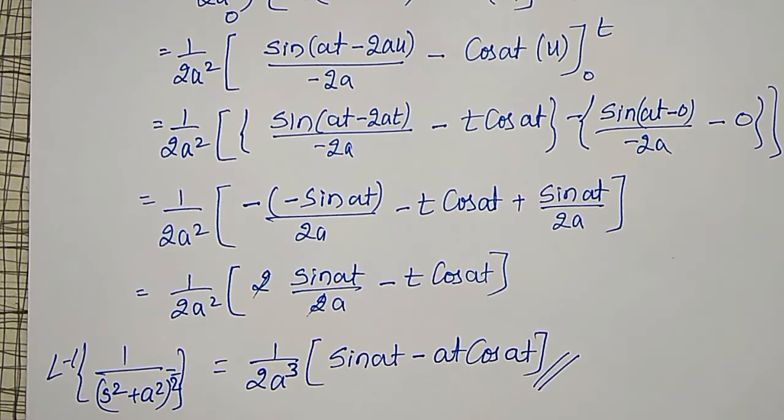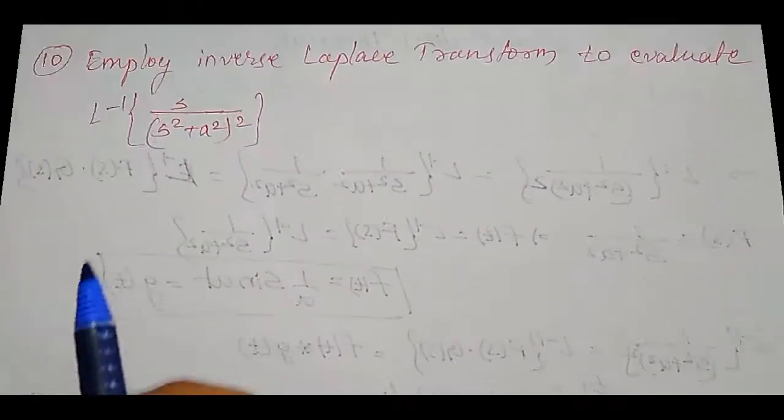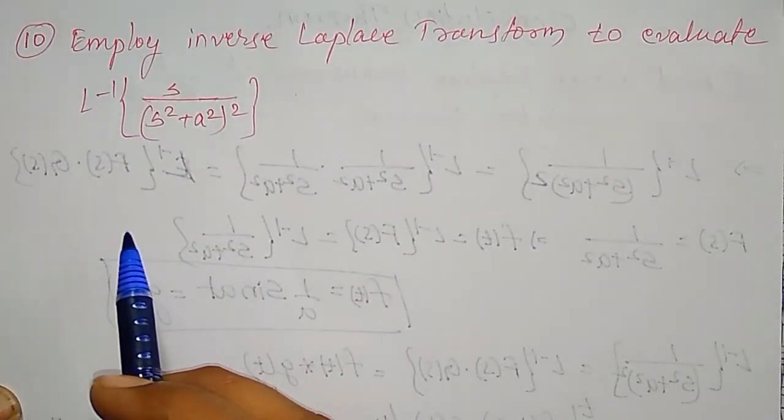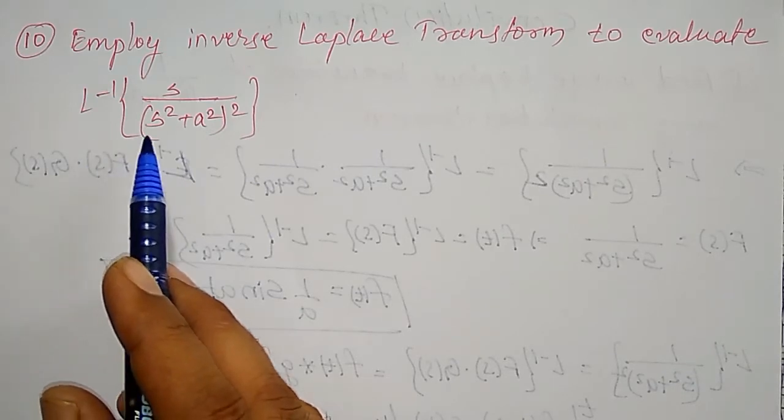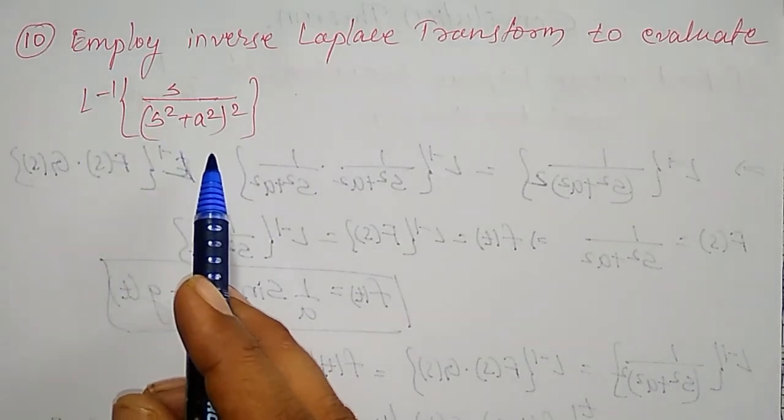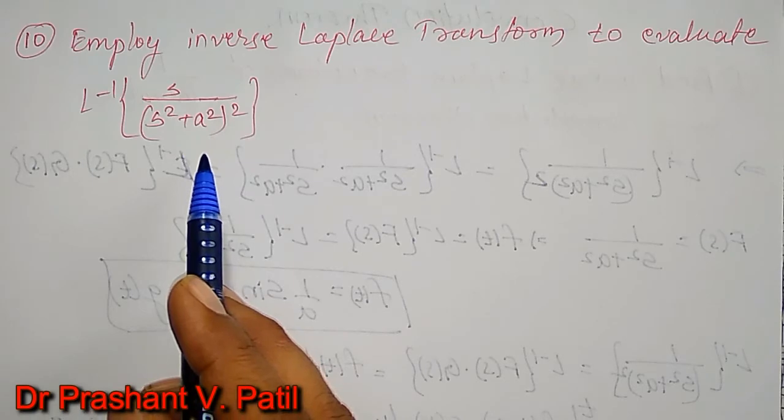Like this, another example I am going to solve here. If the numerator is containing s instead of 1, then how to solve this one. Okay, one more example here. Next one is employ inverse Laplace transform to evaluate inverse Laplace transform of s divided by (s square plus a square) the whole square.